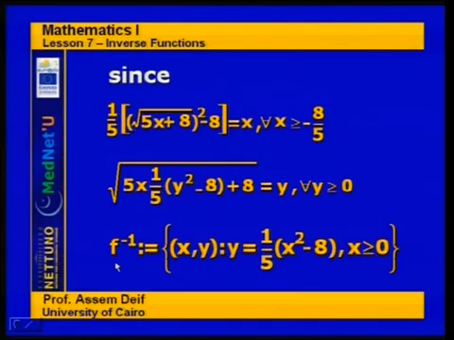and found it correct. Therefore this is the inverse function: the set of ordered pairs (x, y) such that y = (1/5)(x² − 8) for all x greater than or equal to 0, because this is the domain of the inverse function.